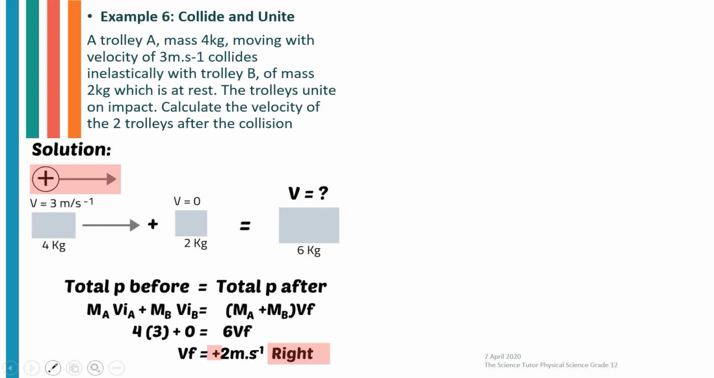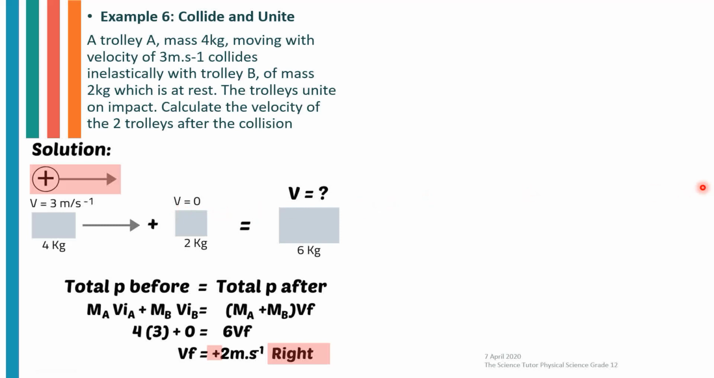So same thing as before, total before is equal to total after. Your mass times your initial velocity of A plus your mass times your initial velocity of B will equal the total mass of them together and your final velocity. So you plug in everything and you get a final velocity of 2 meters per second. You have to give your direction. Since it's positive, it goes to the right, which makes sense. If that goes there, you know that it's going to keep going.